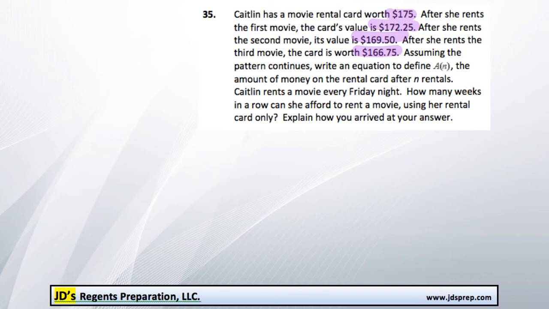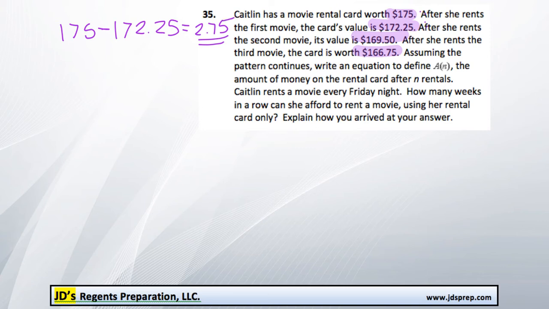So I think the first thing we need to figure out is how much each movie rental is costing, and that's going to be the difference between each of these. For example, if we did 175 minus 172.25, we'll figure out the price of one movie rental. And if we subtract those, the difference is $2.75.